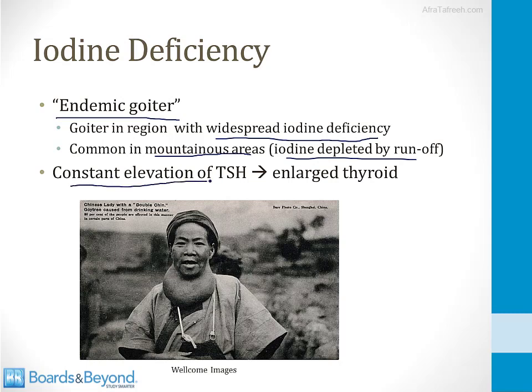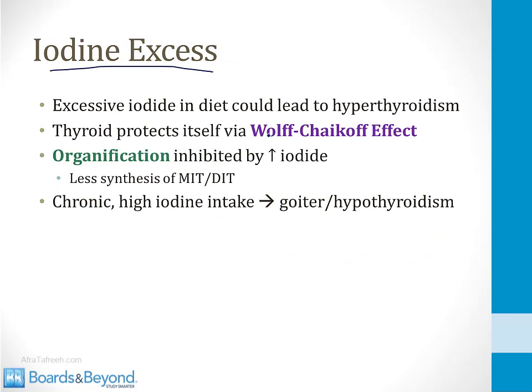The constant elevation of TSH trying to stimulate more production of thyroid hormone leads to an enlarged thyroid. And this is a picture of a woman with a severe iodine deficiency on the screen. You can see she has a massive goiter in her neck. She's not consuming enough iodine to make thyroid hormone, and the pituitary is constantly stimulating her thyroid gland, making it bigger and bigger.